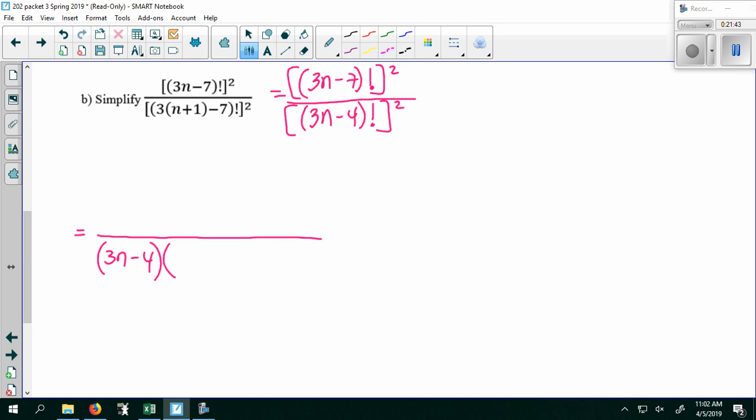And then what would come next? Three n minus 5. One smaller than 3n minus 4 would be 3n minus 5. The next integer down would be 3n minus 5. What would be the next one? 3n minus 6. Yeah.